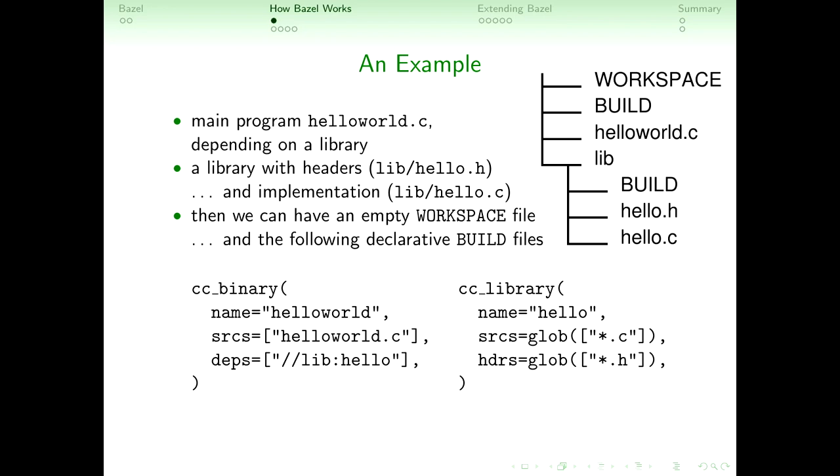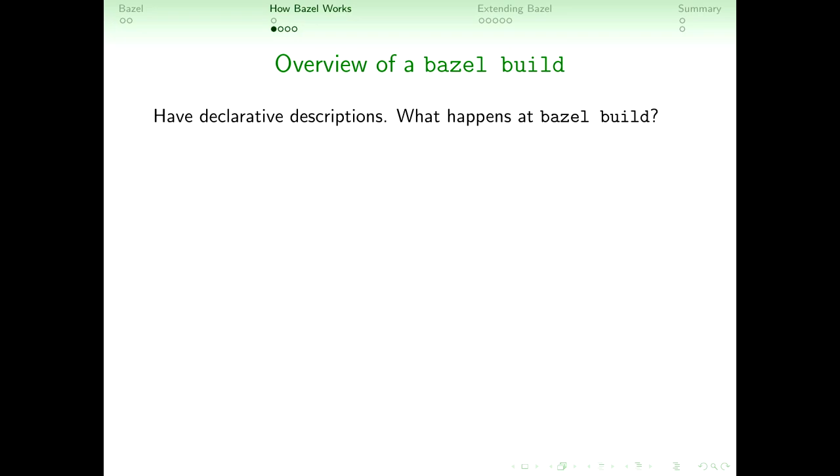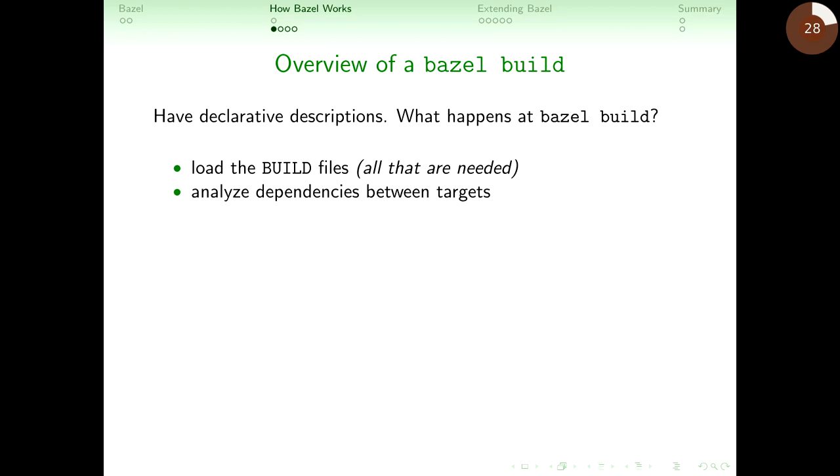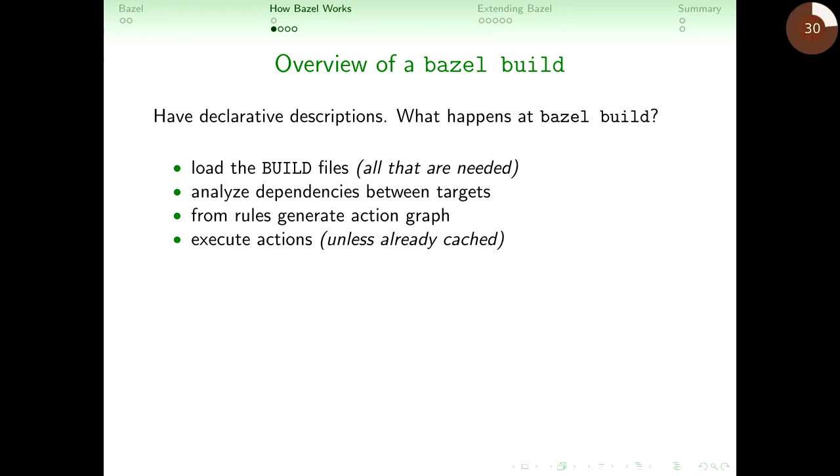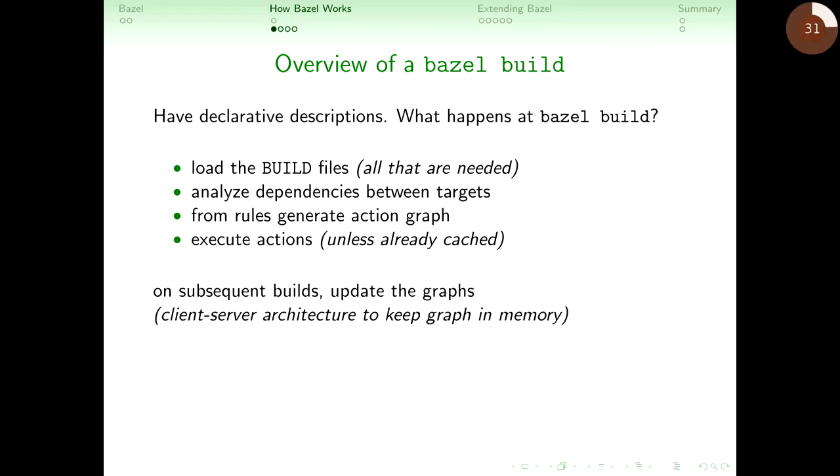Okay. So now, how do you build your library and your binary from that description? The general way Bazel builds is that you first load the build file, first the one that you specify from your target, but then also all the ones recursively needed as dependencies. You analyze the dependencies between the targets. And then you look at the rules, and from those rules, you create a plan what to do, so a graph of actions, and you execute them unless you have done so already and have, for example, in your local cache an entry saying, yes, for these inputs, I already ran that action, that's the output. On subsequent builds, you just update the graph of your build dependencies that you keep in memory.